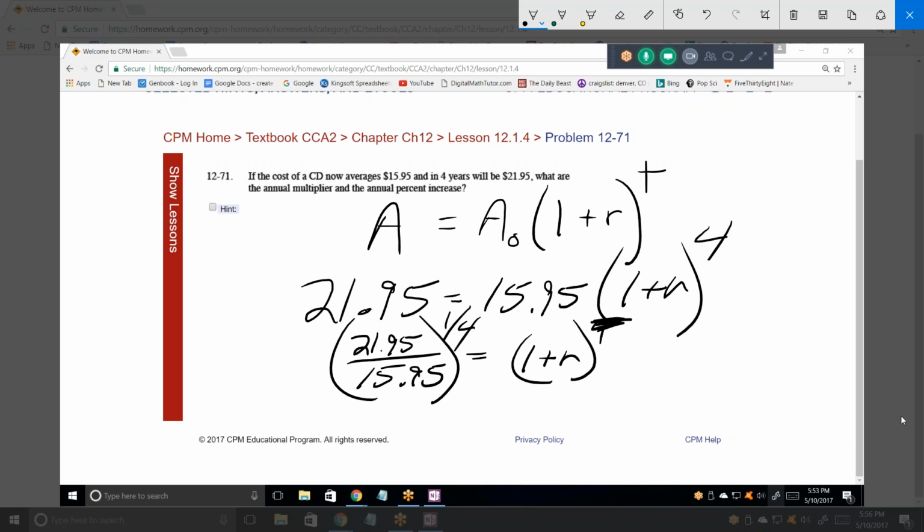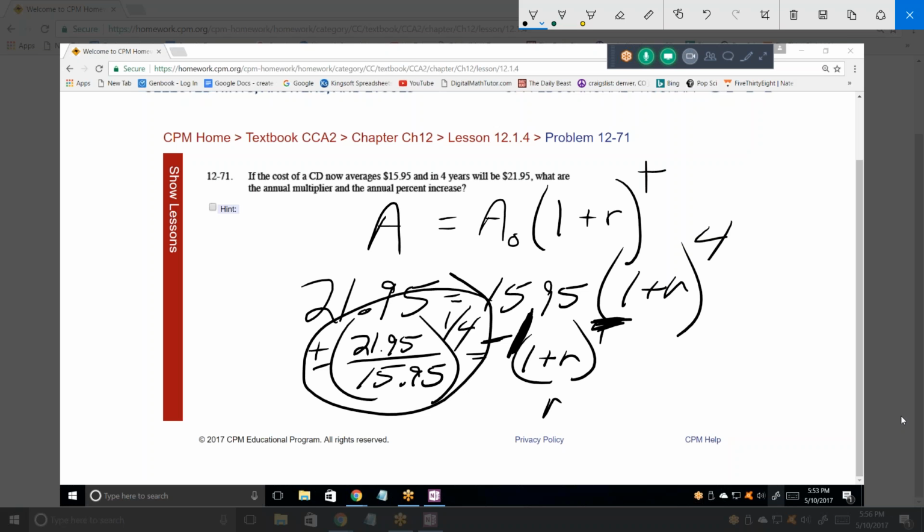That's going to leave 1 plus r on the right. So r ends up being that minus 1. Right? Now, in actuality, when I took the fourth root of both sides, I got a plus or minus.